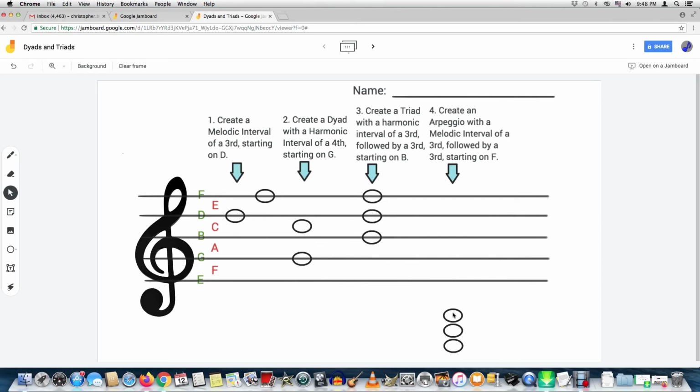So which F should we start on? Well, remember I told you that we should always count upwards in these exercises. So if we start on the top F, we're going to end up in outer space up here. So let's start on the lower F. This is where our first note will go.